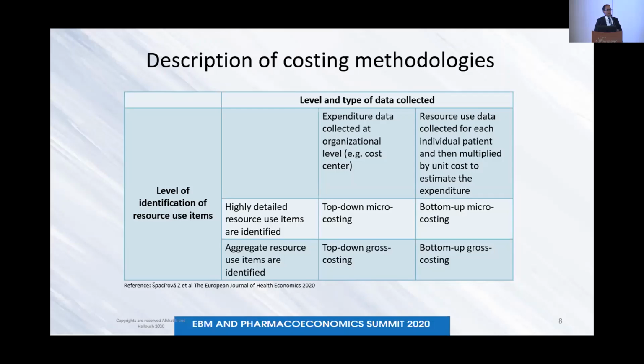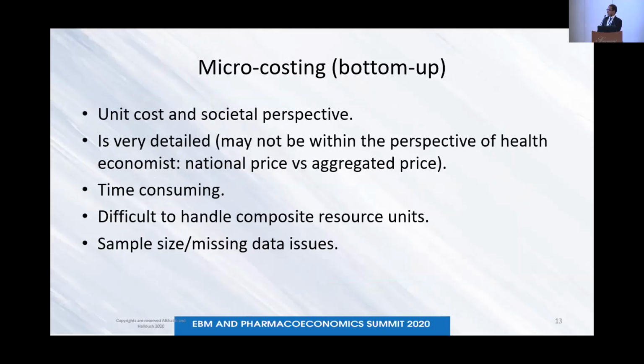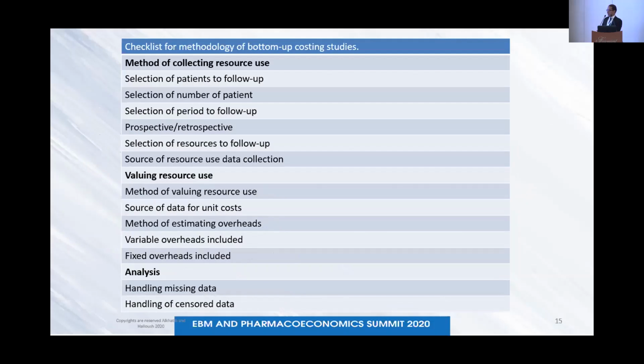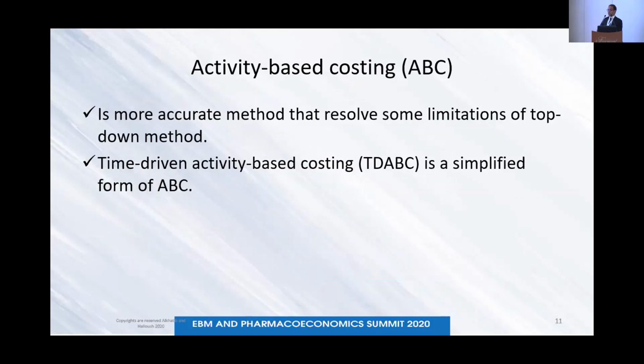While for bottom-up, the issue is not about missing innovative products. The issue is about the sample size of your patients. Is the sample representative for my conclusion or not? Due to time constraints, I'm just going to talk about activity-based costing. It's new in the literature and more accurate than any other costing method, top-down or bottom-up. It converts all cost inputs, at the end of the day, to cost per activity.